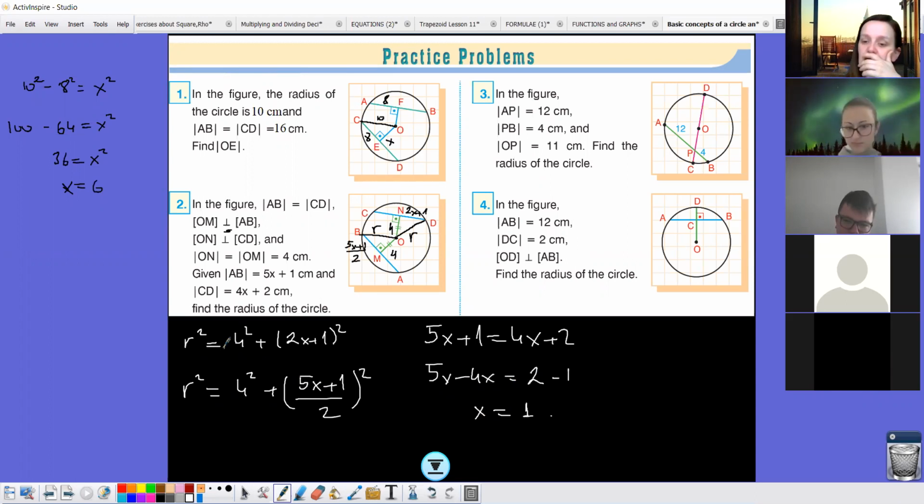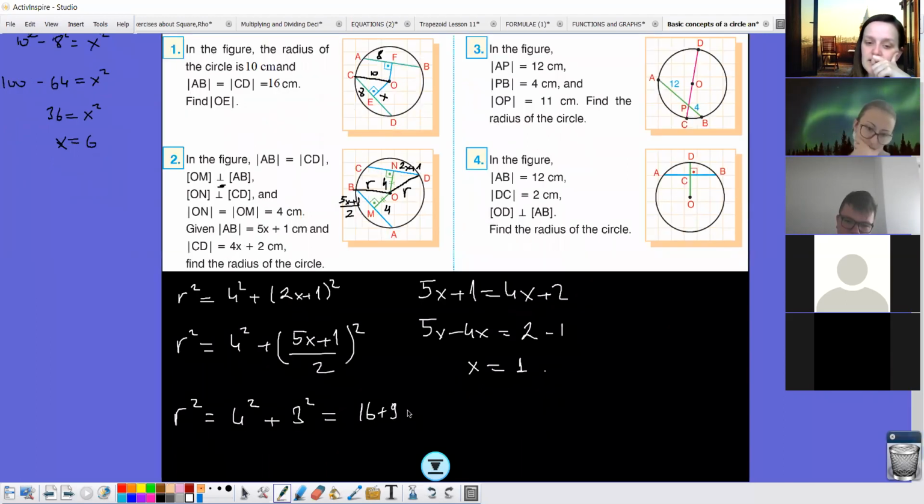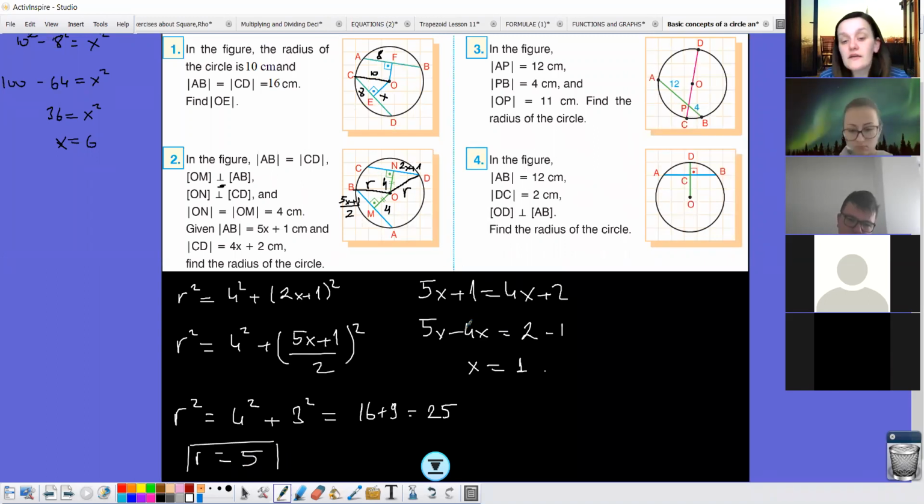In whichever one you want, you can write the x and you will find the r. R squared is equal to 4 squared plus 2 times 1 plus 1. It will be 3 squared, which is 16 plus 9, is equal to 25. Then r is equal to 5. Okay? It's better to do it firstly like this. I would do it the very hard, long way, as always.